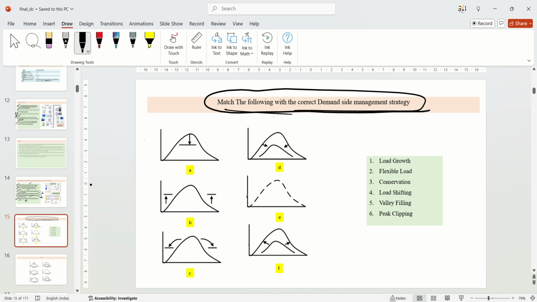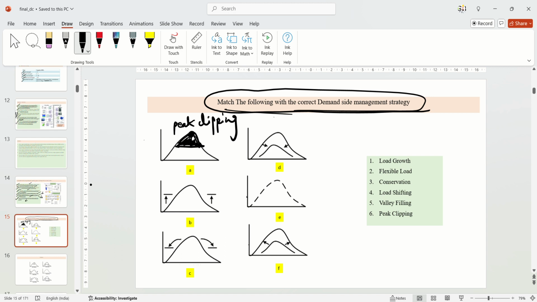Okay, let me give the solution for this question. That is actually related to this type of demand side management. So if you can see the images, the first image is related to this. This is the peak which occurs in a particular duration of the day. So if you reduce that, that is a kind of peak clipping. Okay, you are clipping just the peak which was there initially.